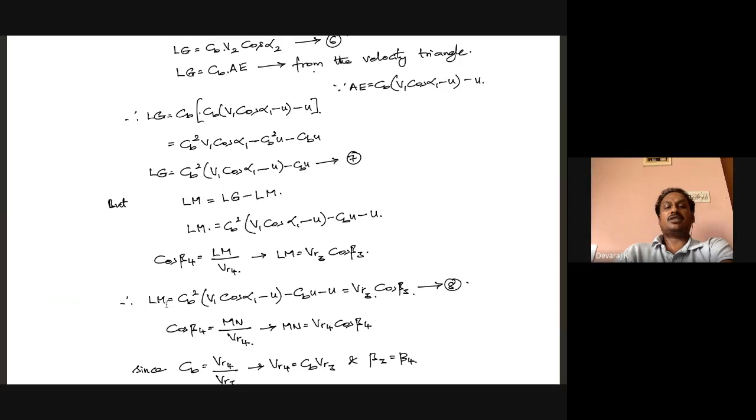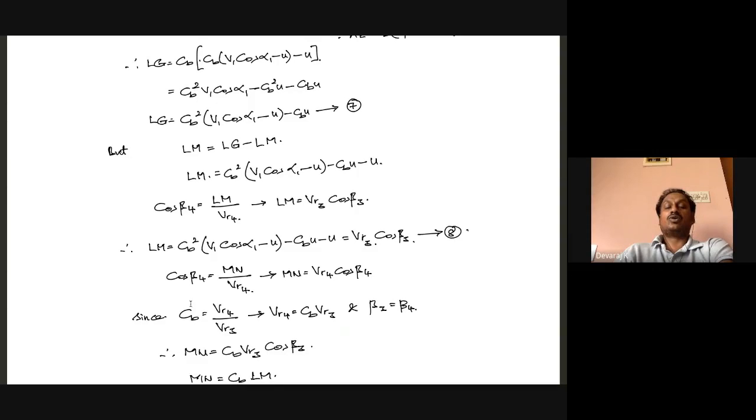Or I can write LM is equal to Cb square into (V1 cos alpha 1 minus U) minus of Cb into (U minus U), which is also equal to VR3 into cos beta 3. Okay. Now, what is my cos beta 4? Cos beta 4 is equal to MN by VR4. So, this is cos beta 3, this is LM by VR3. Cos beta 4 is equal to MN by VR4. So, MN is equal to VR4 into cos beta 4. Or I can write Cb is equal to VR4 by VR3, or VR4 is equal to Cb into VR3.